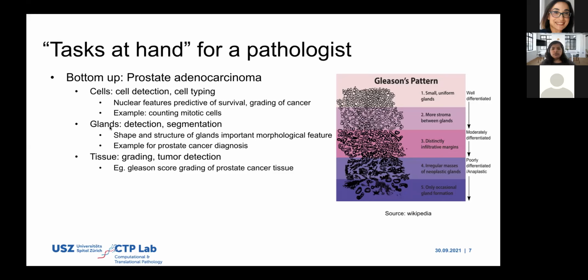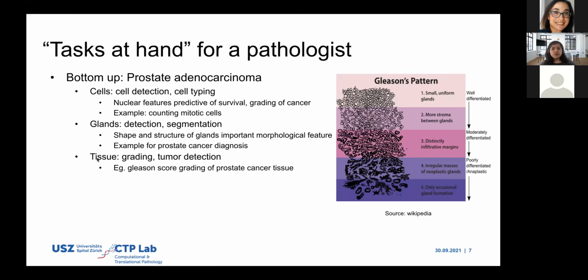Then we go to the bigger structures, which are glands. The pathologist needs to detect these glands and segment them. Why is gland an important piece of information? For prostate adenocarcinoma, when we want to give a Gleason score, which is an indicator of the proliferation, if the glands are small and uniform, they're well differentiated, and it's a low-grade cancer. Whereas if they're poorly differentiated, then it's a high-grade cancer. So that's why the shape and structure of the gland is an important morphological feature for prostate cancer diagnosis.